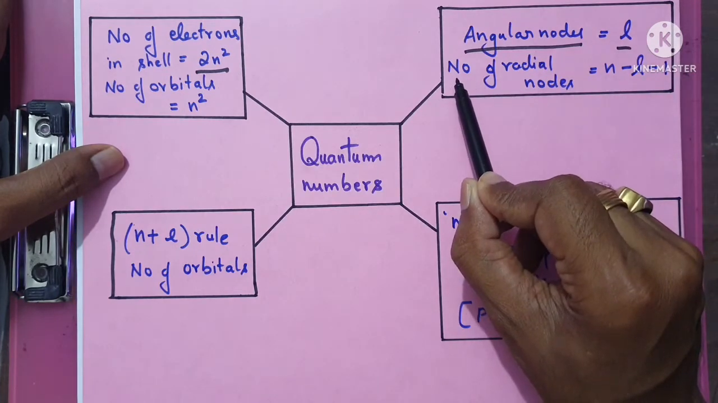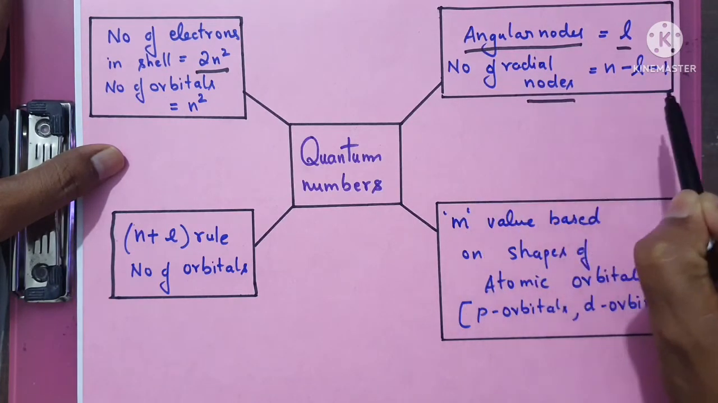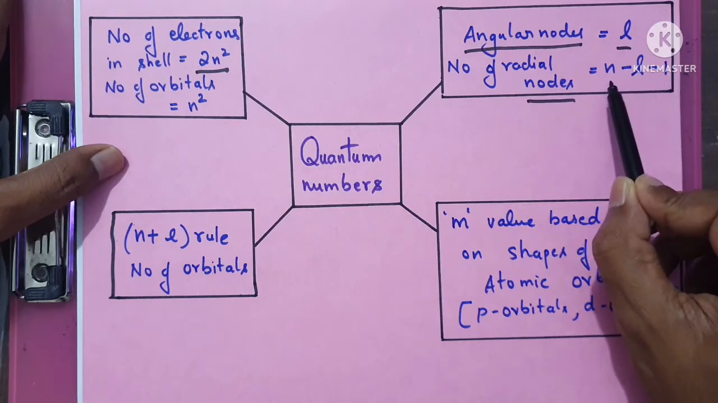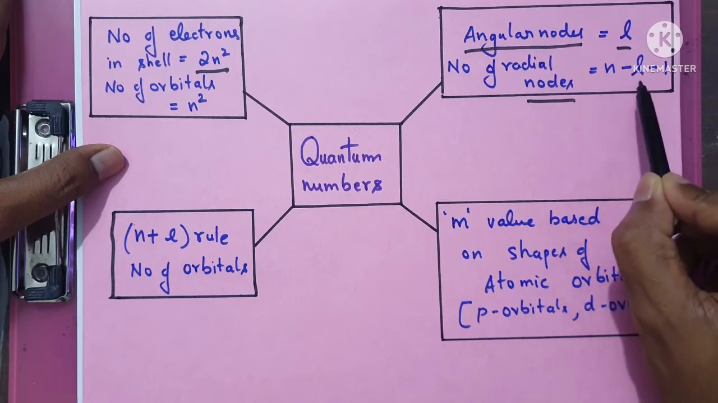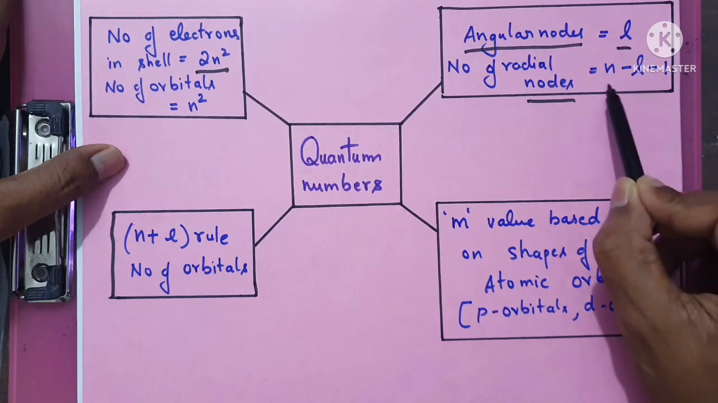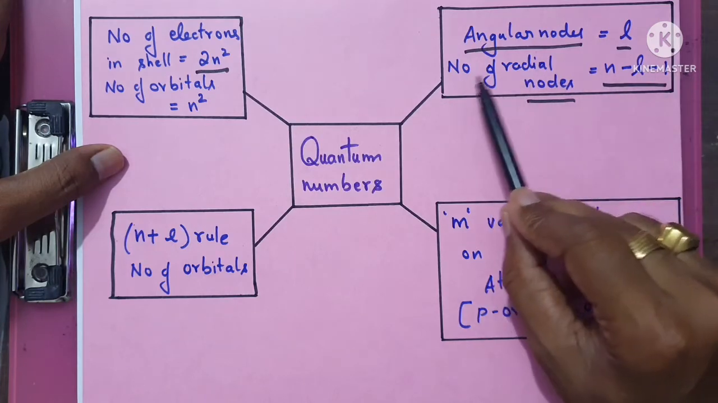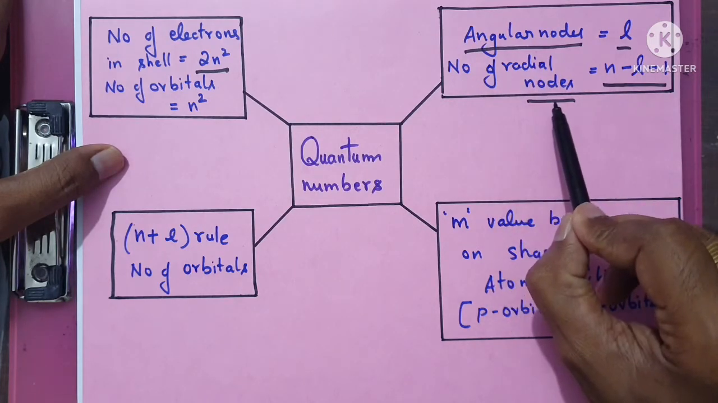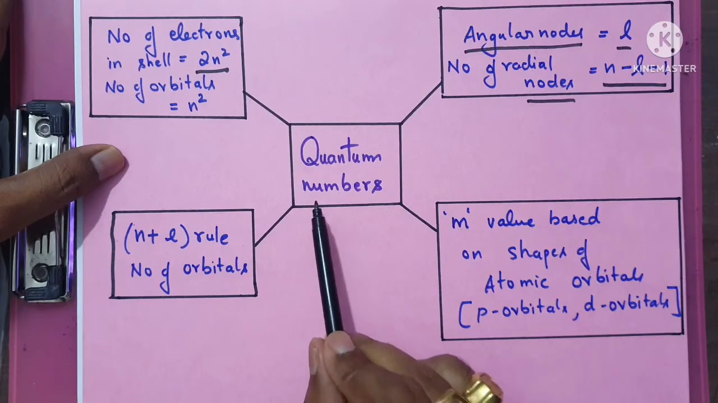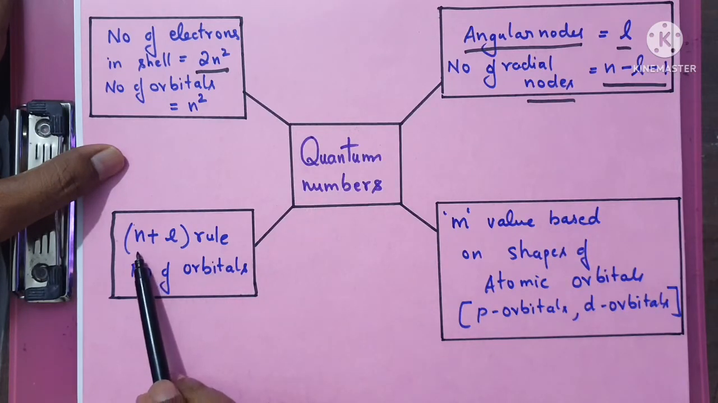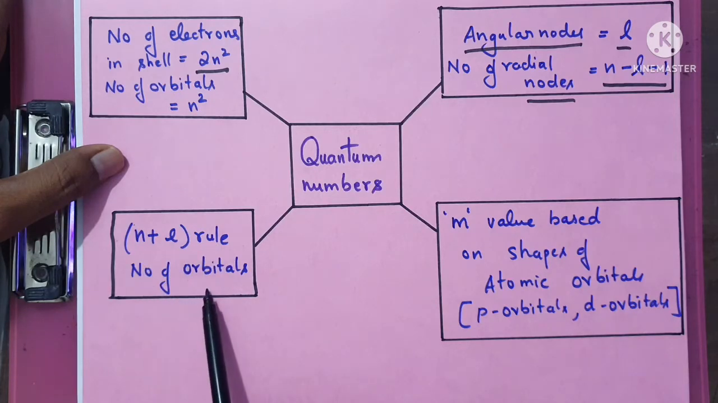There is one more, number of radial nodes, that is n minus L minus 1, where n is the principal quantum number, L is the azimuthal quantum number. This formula is very important, children, to find the number of radial nodes. If you have got the quantum numbers, you can also solve the question based on the n plus L rule, where you can find the number of orbitals.